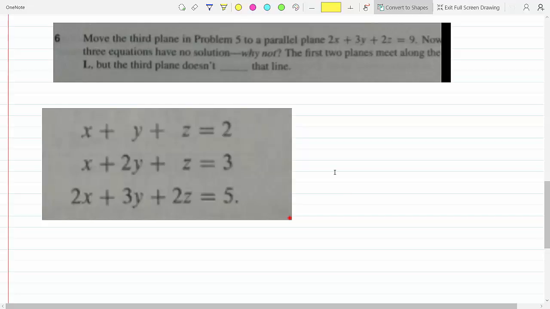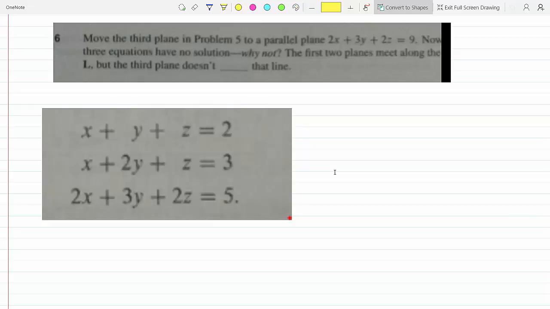Problem number 6 says if we move the third plane in problem 5 to a parallel plane, so each one of these equations of course represents a plane, 2x plus 3y plus 2z equal 9. Now the three equations have no solution. Why not? Well, let's find out why not.